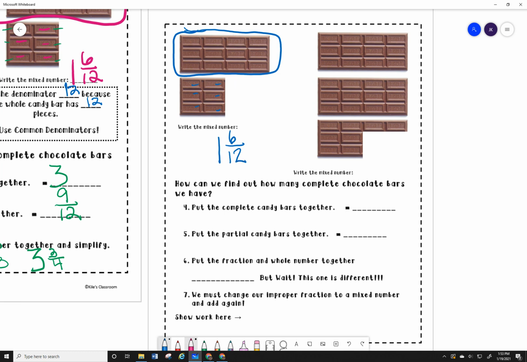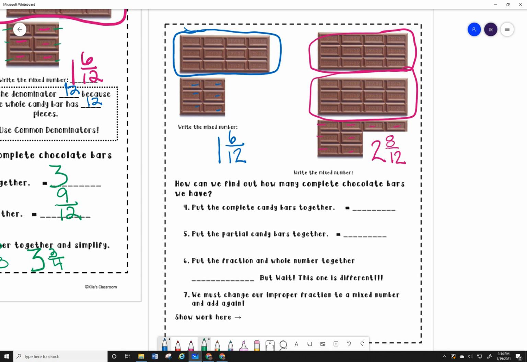And I'm going to look at my second candy bar, and I have 2 complete candy bars, 1 here, 1 here. So I have a 2 there, and then I have 1, 2, 3, 4, 5, 6, 7, 8 out of 12 pieces. So my 2 mixed numbers I'm dealing with right now are 1 and 6/12 and 2 and 8/12. So we're going to follow the same steps as before, and I'm going to put my whole numbers together.